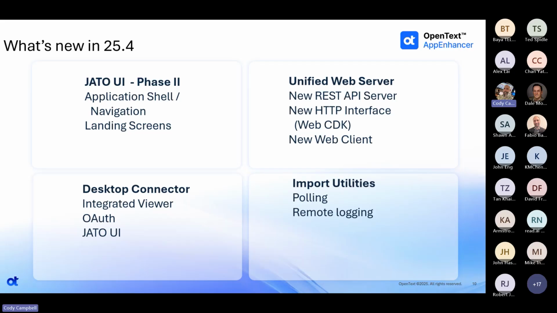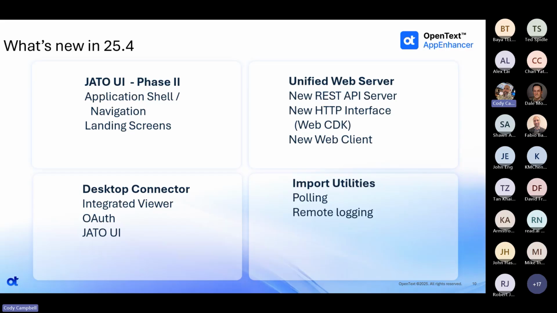There's phase 2 of the JATO UI, which I'll show you today. There's the desktop connector, which has some updates in the form of a viewer. We've got the integrated viewer now bundled in from the unified web server. It supports OAuth now, and it supports full JATO UI. So that's the connector. We'll look at that today.